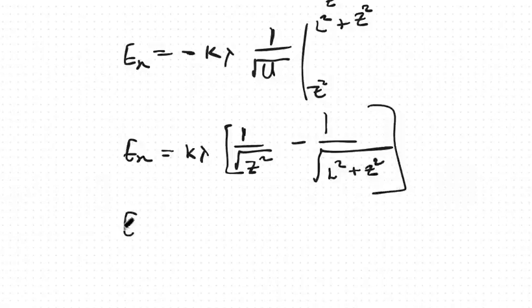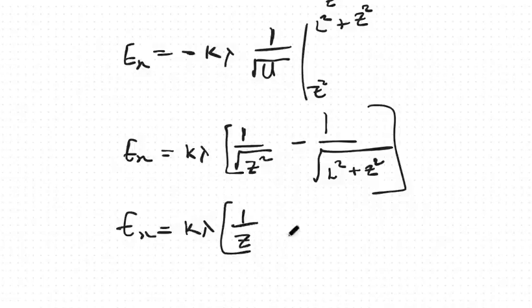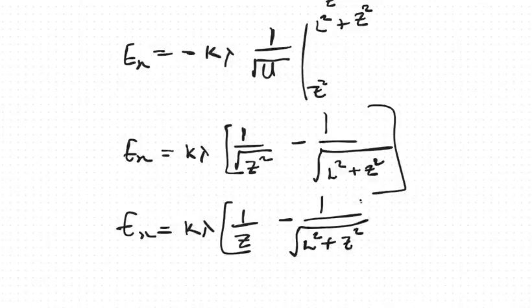So Ex will be equal to k lambda into, for this it will be 1 divided by z minus 1 divided by the square root of L squared plus z squared, in the x hat direction.